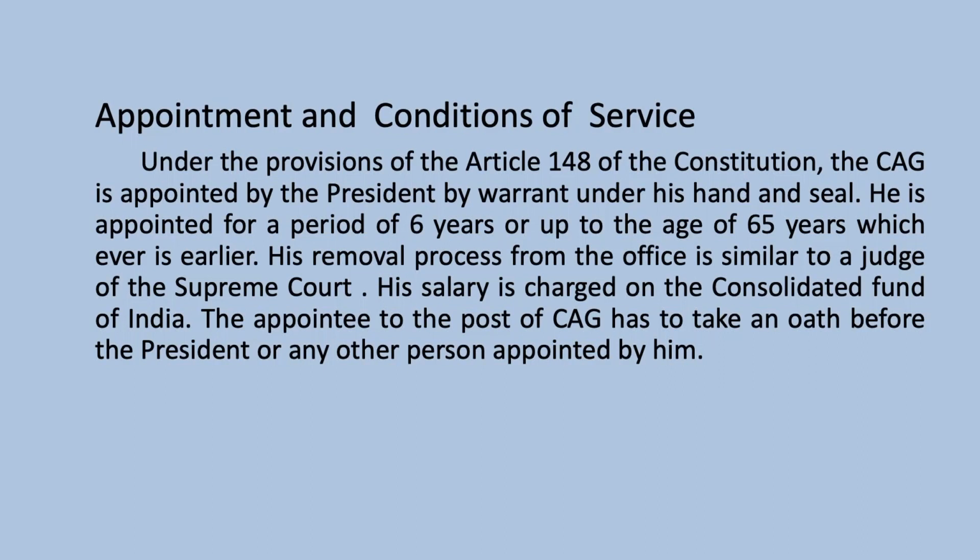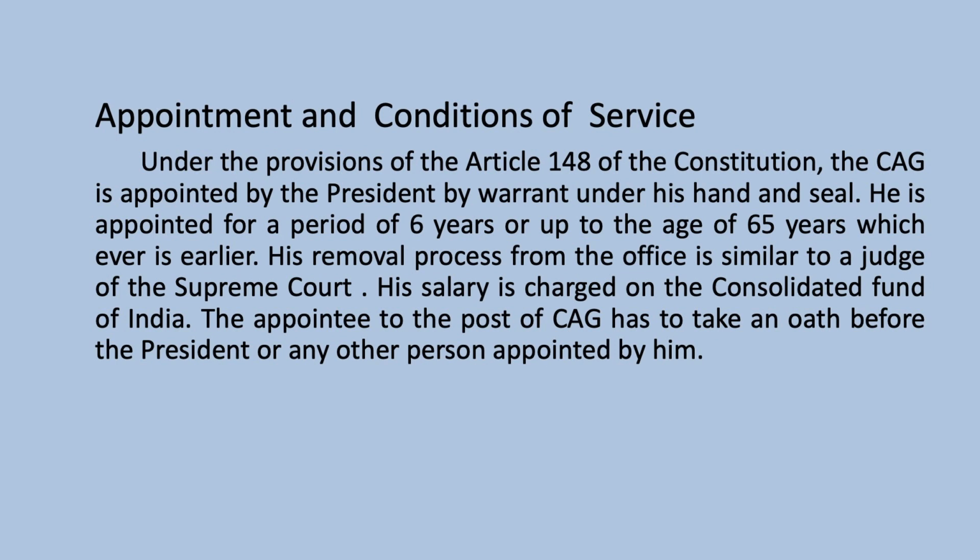Appointment and conditions of service. Under the provisions of Article 148 of the Constitution, the CAG is appointed by the President by warrant under his hand and seal. He is appointed for a period of 6 years or up to the age of 65 years, whichever is earlier. His removal process from the office is similar to the judge of the Supreme Court. His salary is charged on the Consolidated Fund of India.